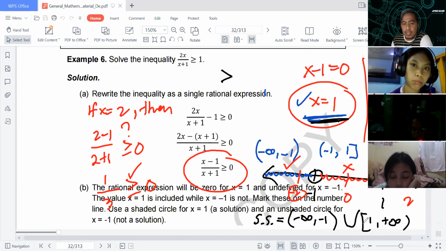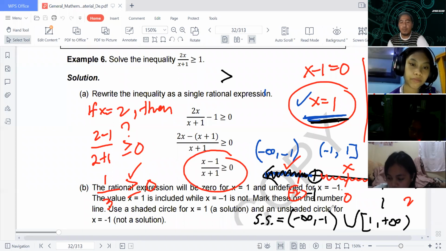Any value from this interval and from this interval can make this inequality true. Clear?